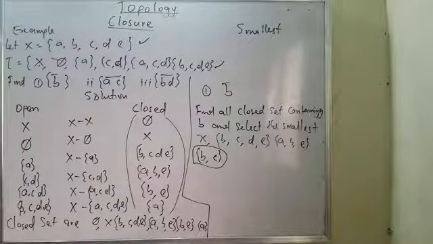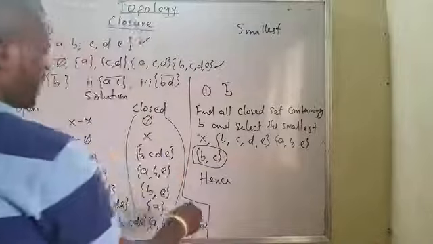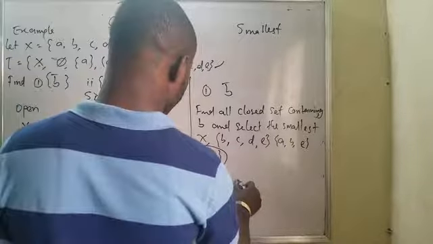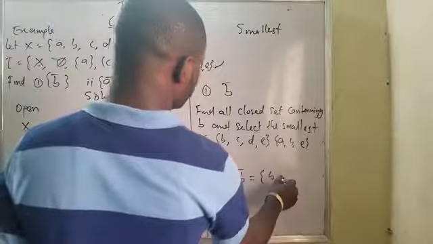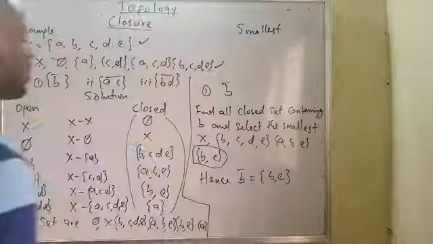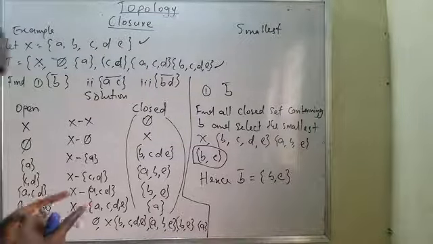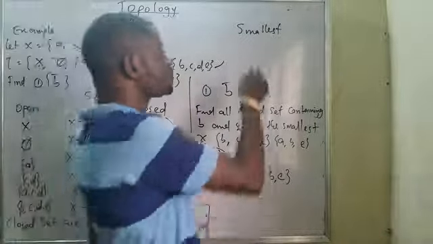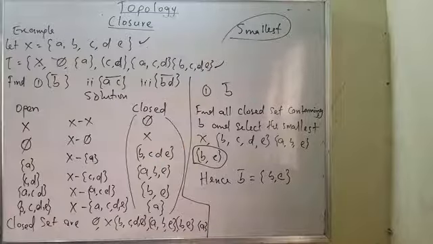I will now continue. B closure equals B, E. That is my B closure. The least is very important. Please, take note of the smallest cardinality. I think I've explained what cardinality is before.